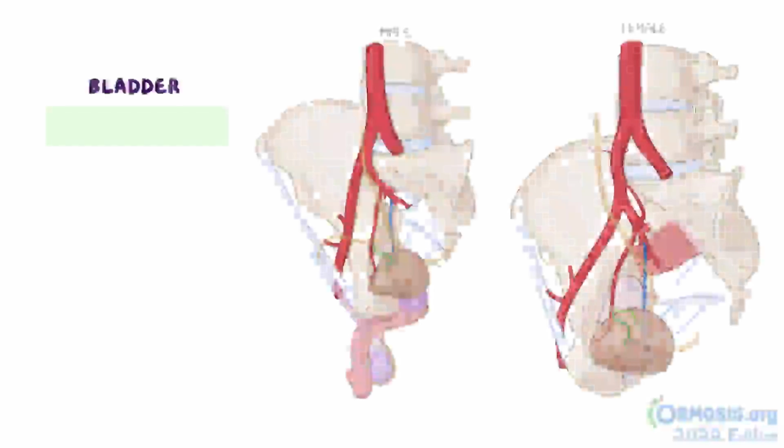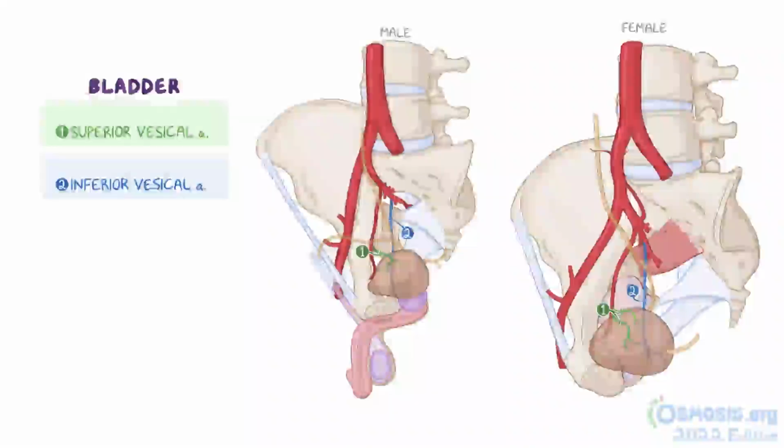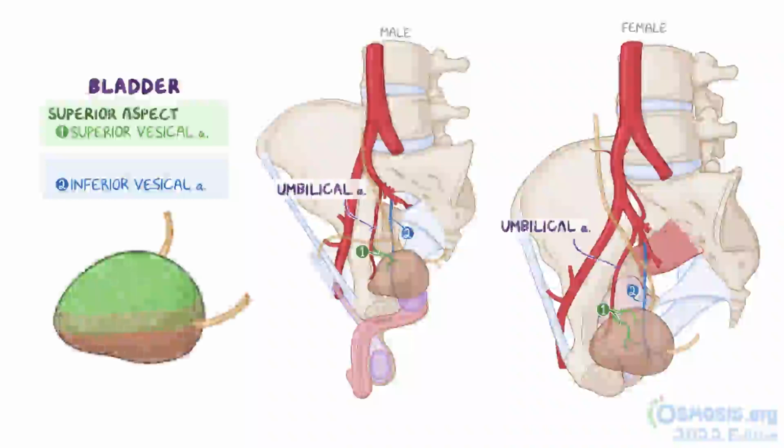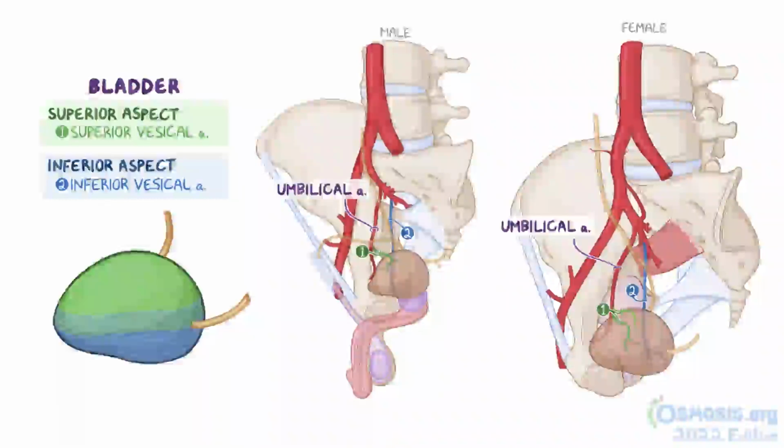Now that we have gone through all of the arteries of the pelvis, let's review these arteries by focusing on the blood supply of major pelvic organs, starting with the bladder. The bladder is supplied by the superior and inferior vesical arteries. The superior vesical artery arises from the umbilical artery and supplies the superior aspect of the bladder. Next, the inferior bladder is supplied by the inferior vesical artery in males and the inferior vesical branches in females, which originate from the vaginal artery.